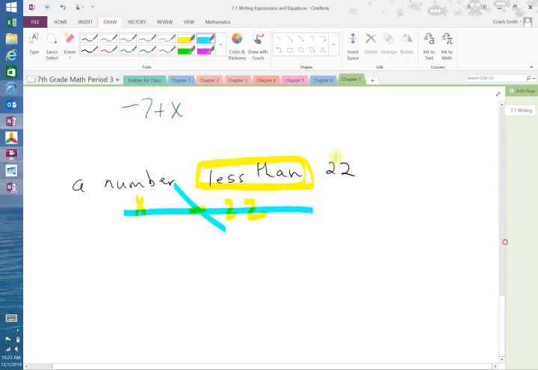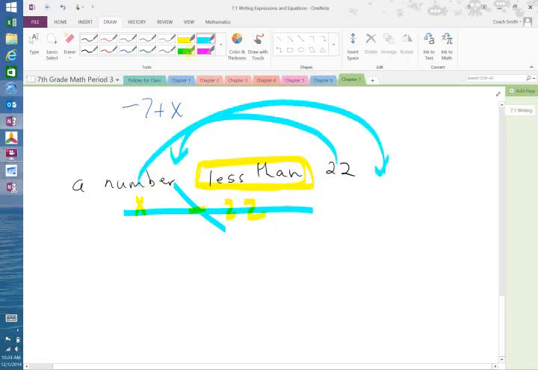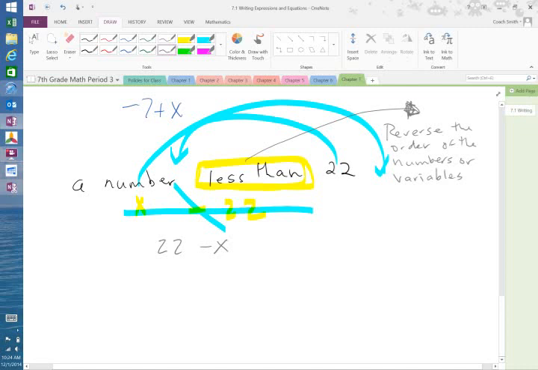When you see the words less than, you must reverse the order of the numbers or variables. So what this should read is 22 minus x. That is the correct answer when you use the words less than. Now, it is only with the words less than that we do that. If they would have said a number decreased by 22, then it would be x minus 22, because decreased means to subtract, and we're going to subtract 22. Okay?